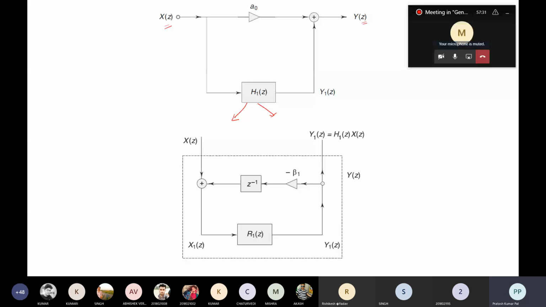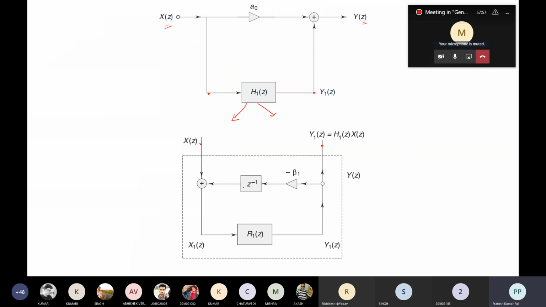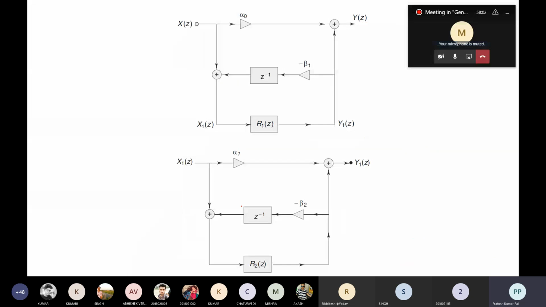So here this is your y1 of z, this is x of z, the same term is there. From the equation, y1 of z is equal to h1 of z into x of z. But what is internal to it? Internal to it is this structure. So this one is the structure that is internal to it, and we will be realizing it.